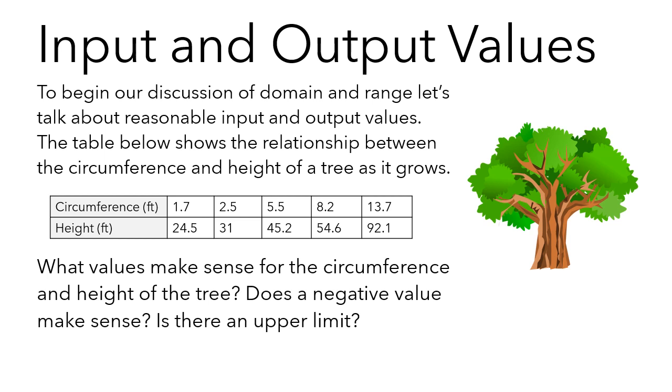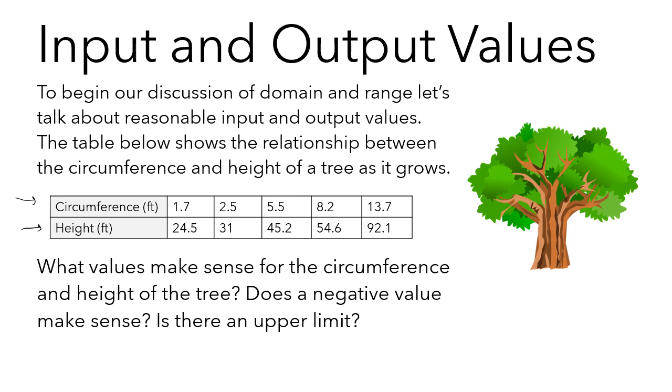So the table below shows the relationship between the circumference and the height of a tree as it grows. So we can see 1.7 feet to a height of 24.5 feet, so on and so on. You can see the relationship as it grows. And we're going to ask the question, what values make sense for the circumference and height of the tree?